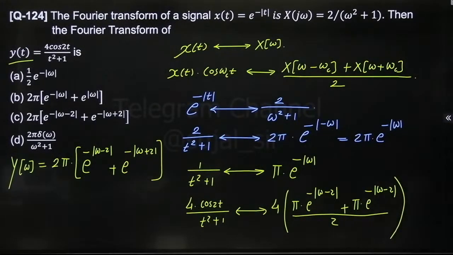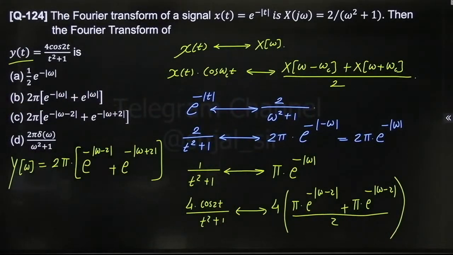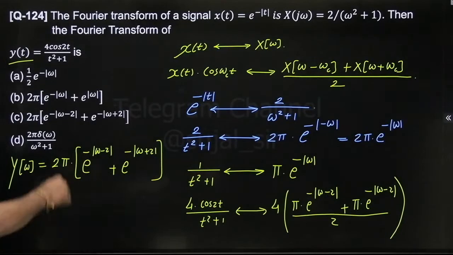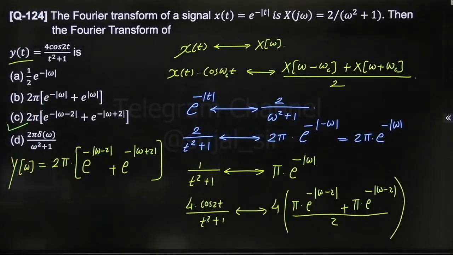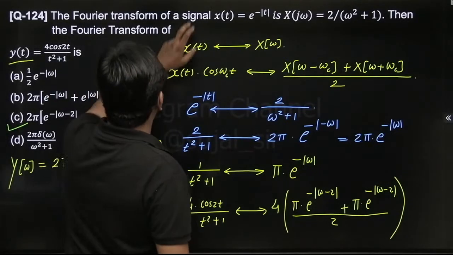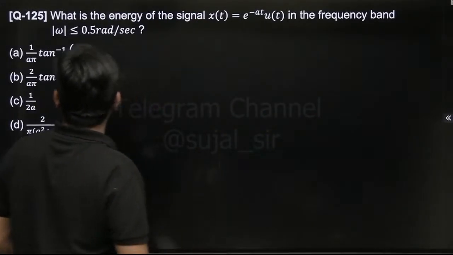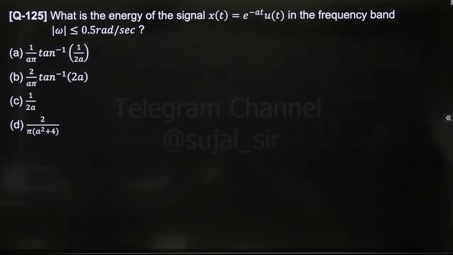So which option should be the correct answer here? The correct answer is option C: 2 pi into the bracket e power minus mod omega minus 2 plus e power minus mod omega plus 2. This should be the right answer of this question. So this was question number 124. Now this is also a very interesting question.